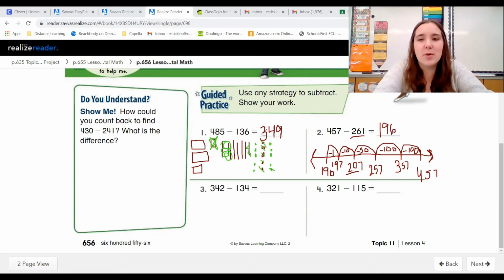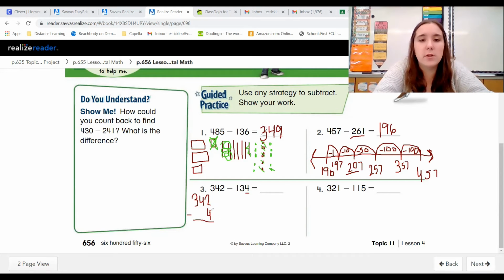Okay, I am going to do just one more of these problems, and I am going to do it the way that they showed us in that last setup, which is kind of tricky. It's a little bit different. So what you do is I'm going to take 342, and I'm going to subtract just the ones. So minus 4.